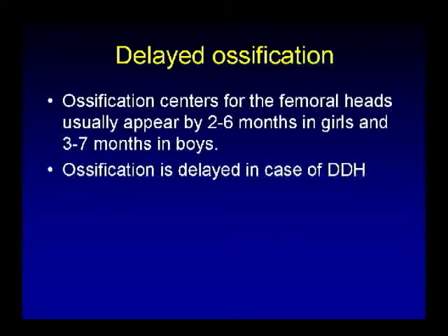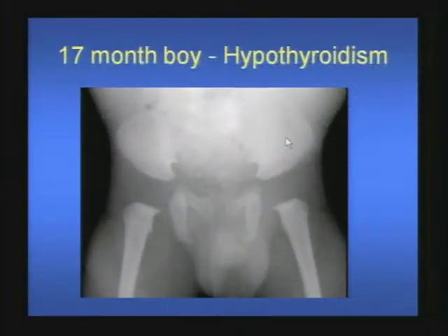In case of developmental dysplasia of the hip, the ossification is asymmetric. Sometimes it is delayed. Hence, it is useful to know the physiological age for appearance of ossification. It's 2 to 6 months in girls and slightly later, that is 3 to 7 months, in boys. However, with developmental dysplasia of the hip, it's almost always asymmetric, even if it is bilateral. When you have bilaterally symmetric delayed ossification or non-ossification, you should think about endocrine or metabolic generalized disorders. This is a 17-month-old boy with hypothyroidism and non-ossification of the femoral capital epiphysis on either side.